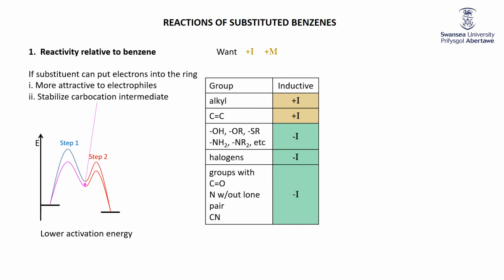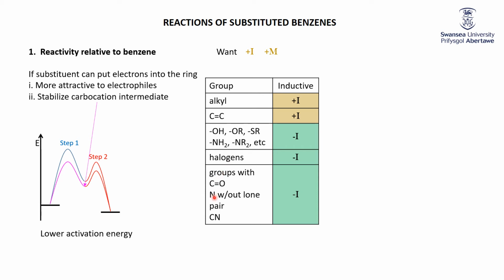And here is what we know about their inductive effects. Alkyl groups, so methyl, ethyl, or carbon-carbon double bonds, have positive inductive effects. But all these other groups have negative inductive effects. If you've got an oxygen or a nitrogen or a sulfur bonded to the ring, then that's more electronegative than carbon. It's going to pull electrons away. Halogens, of course, with the exception really of iodine, are more electronegative than carbon. They're going to pull electrons away.